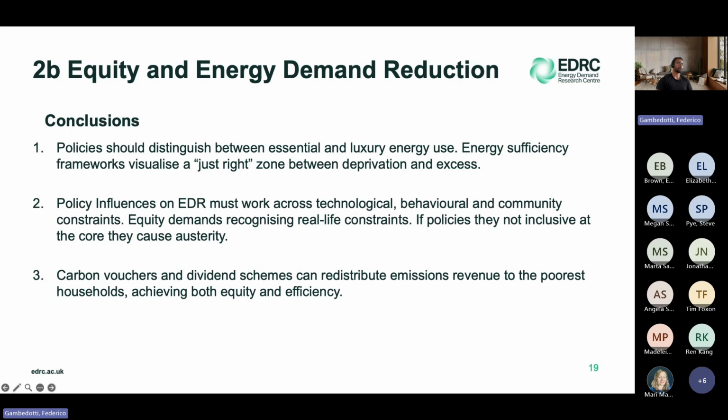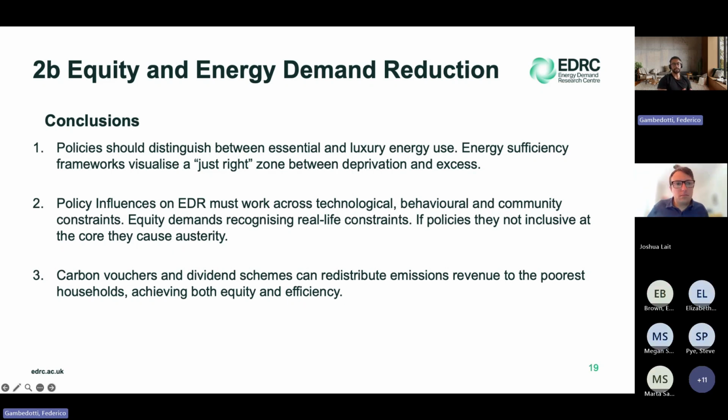Conclusions, key points to take away. Yes, there needs to be a differentiation between energy sufficiency and what I call luxury energy use. Just the idea that we need to make sure that everybody has the right level of energy whilst also reducing consumption as much as possible. The second point is this concept that technological, behavioral, and community constraints must be worked out together in order to guarantee both reduction and equity. And I just like the carbon vouchers, so I put it as bullet point number 3.